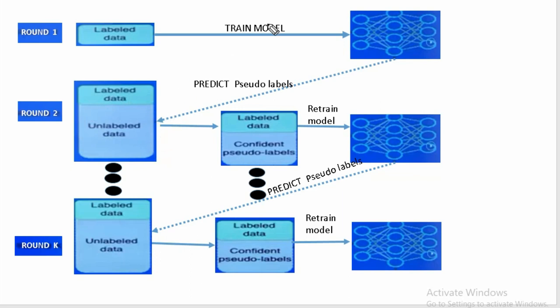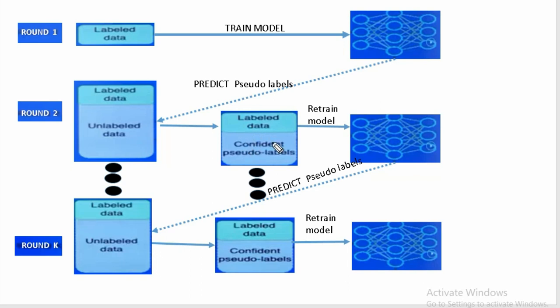For simplicity, I am using a neural network as a model. First, with a small amount of labeled data, I will train my model, that is the neural network model. After training, I will apply it to the unlabeled data. When I apply this model on unlabeled data, I will get some predictions. After getting the predictions, I will check the confidence of the labels I get for the unlabeled data.